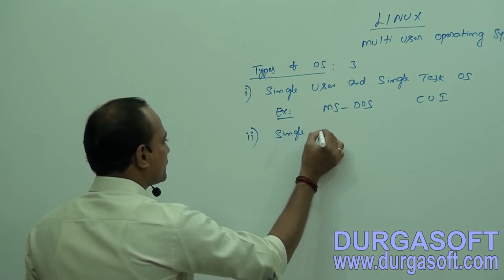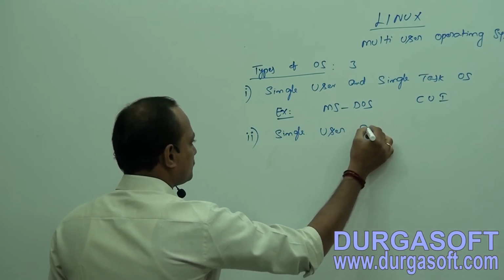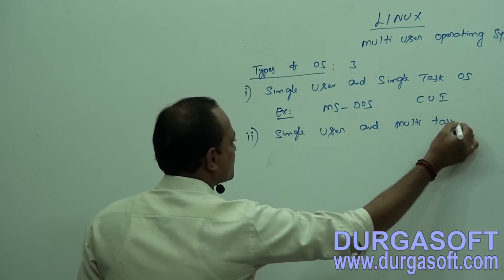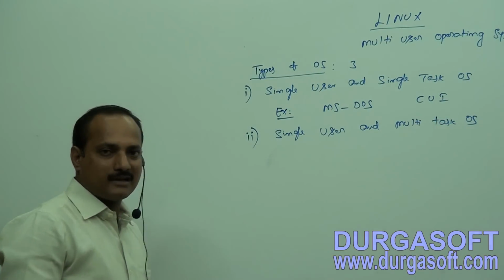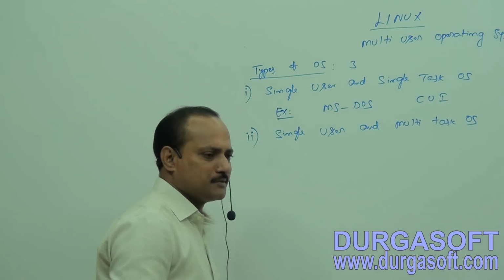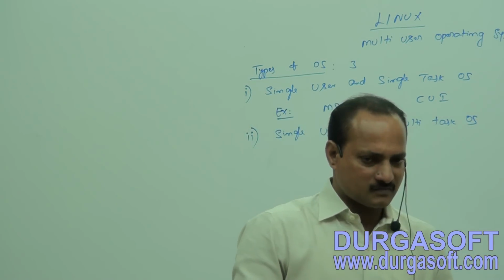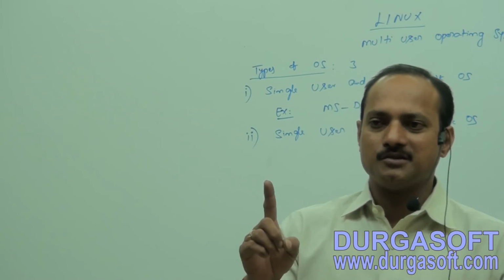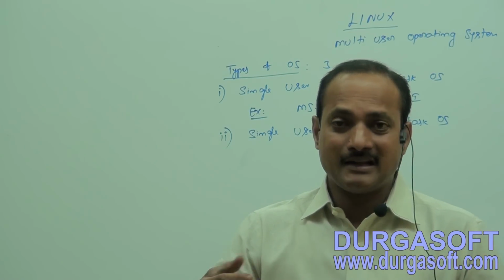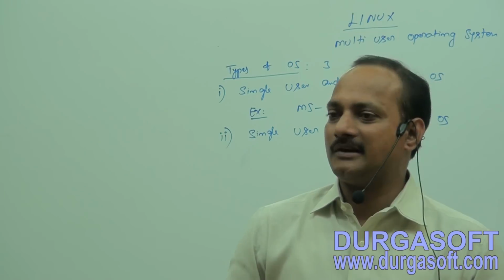The next is the single user and multitask operating system. Here also only one user is allowed to log on, but the allowed user is able to perform multiple tasks.